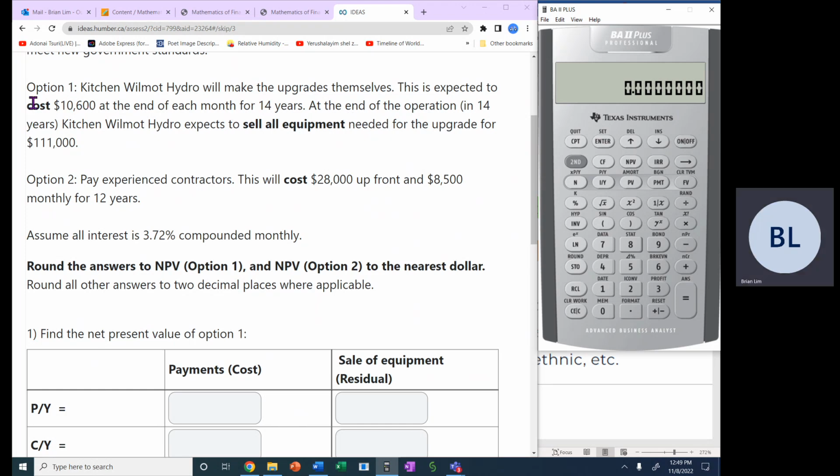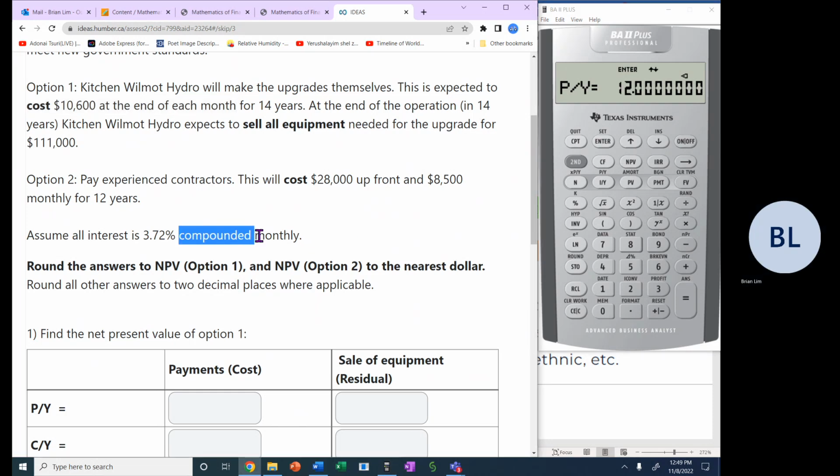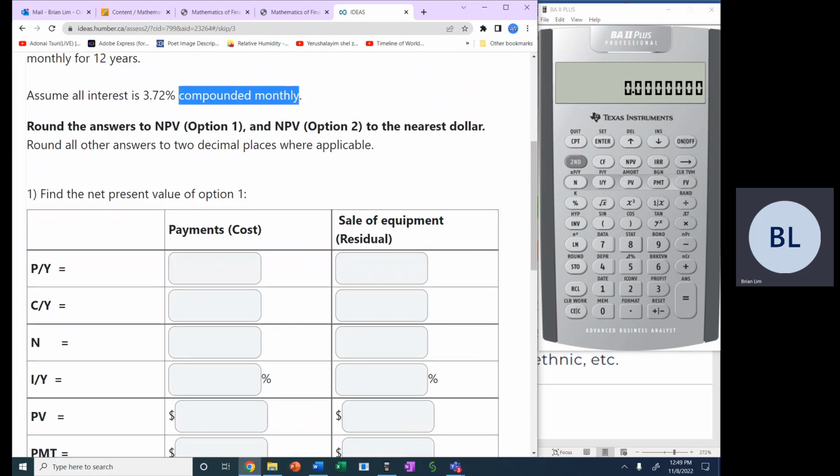It will cost, that's the payment, $10,600 at the end of each month for 14 years. So payments are at the end of each month, so PY would indeed be 12, correct? Yes. And the compounding is also monthly, so that means that CY will also be 12. So PY is 12, CY is 12, and we can leave that. So we can come down here and put in PY as 12 and CY as 12, right?